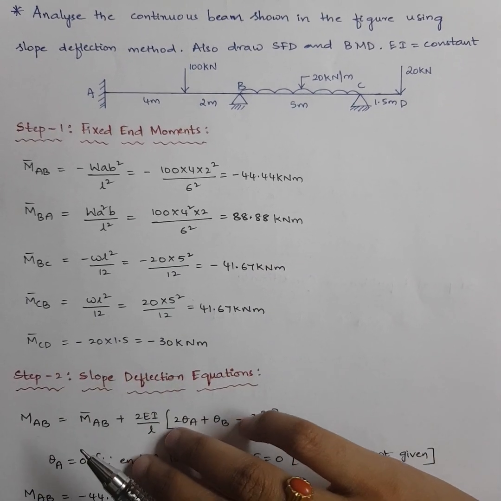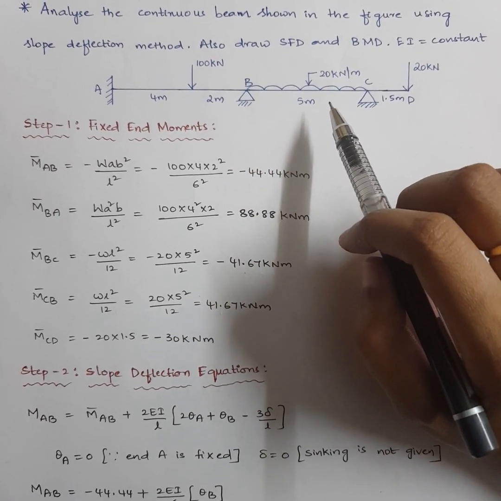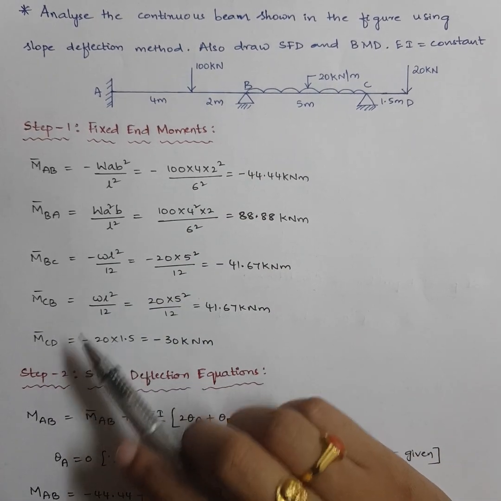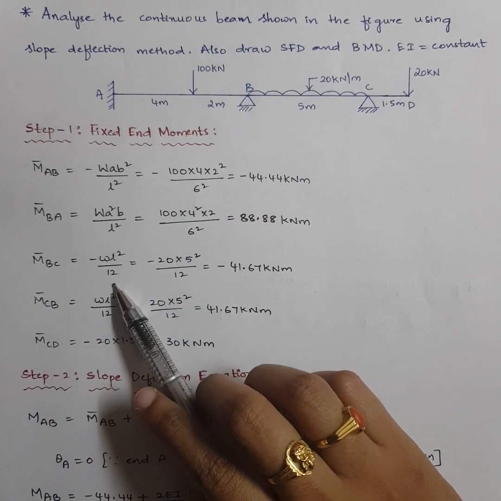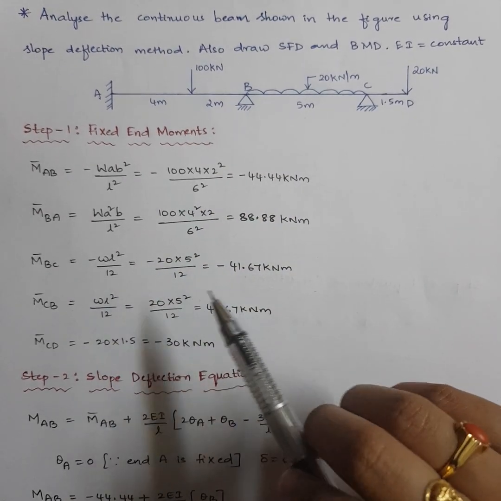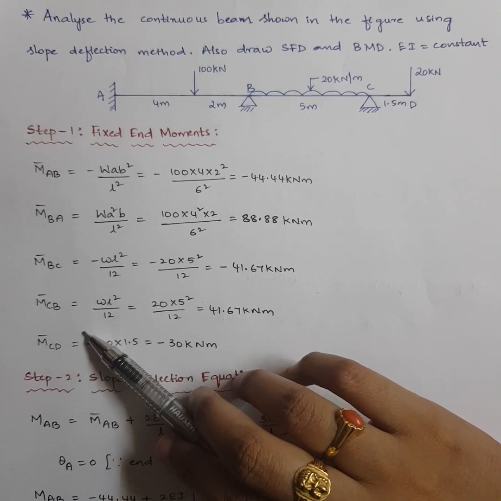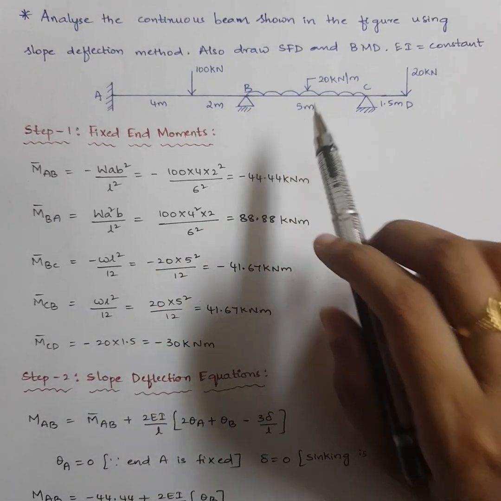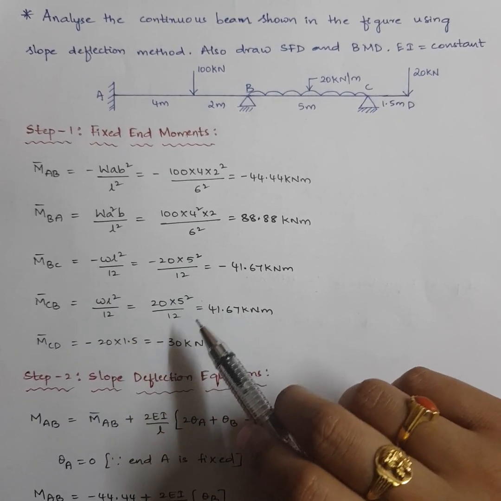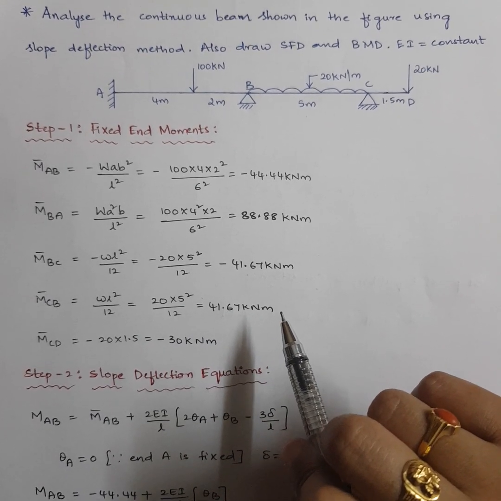Similarly, let's do M bar BC. M bar BC, here you have a UDL acting on the span BC. So for UDL, the anti-clock moment is given by the formula minus W L square by 12. So it's minus 20 into 5 square by 12, which is minus 41.67 kilonewton meter. Similarly, M bar CB, it will be a clock moment from C to B and it's given by the formula W L square by 12. It's 20 into 5 square by 12, which is 41.67 kilonewton meter.